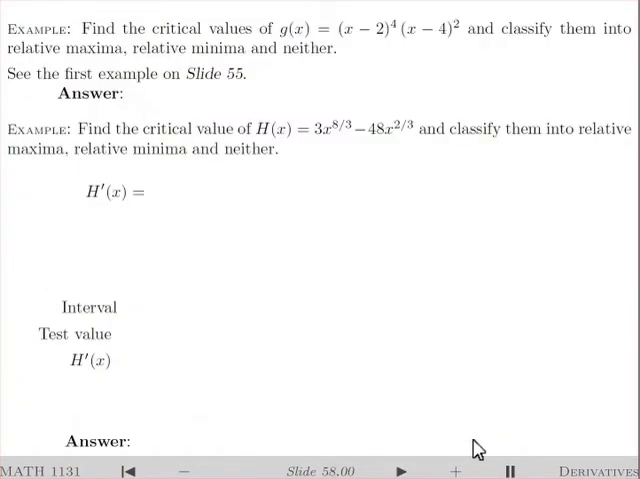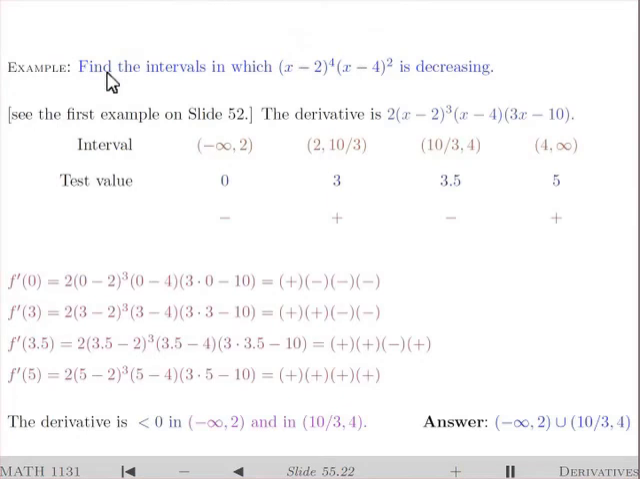Let's look at another example. This is (x minus 2) to the power 4 times (x minus 4) squared. We did this in slide 55. This is the sign chart. So there are three critical values this time: 2, 10/3, and 4. So we'll go left to right, and look at the sign changes at each critical value.